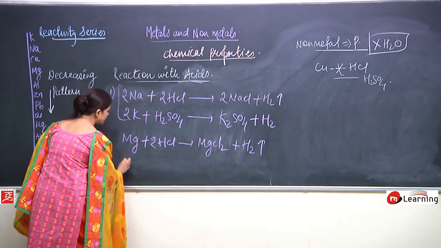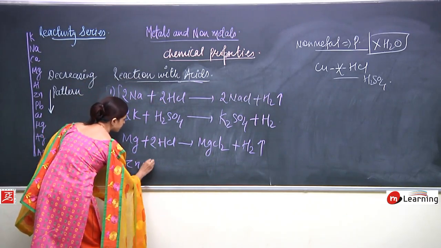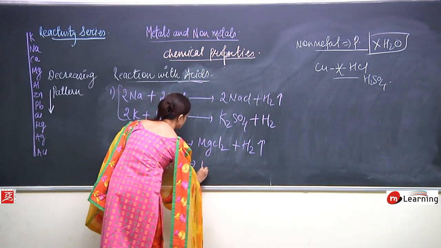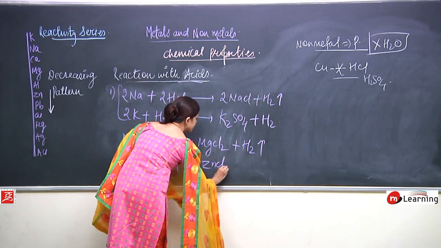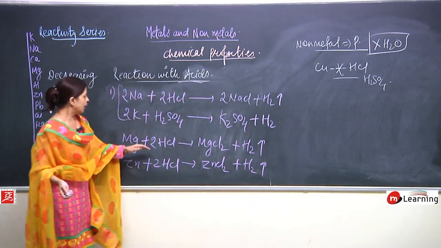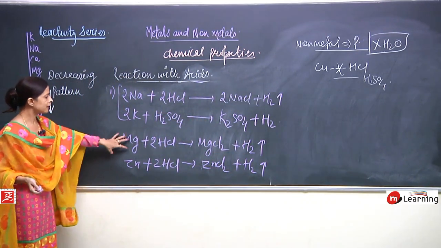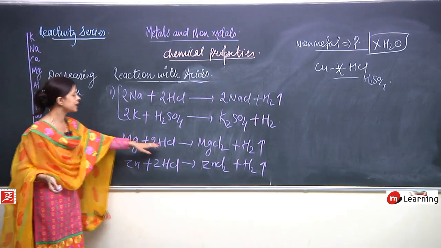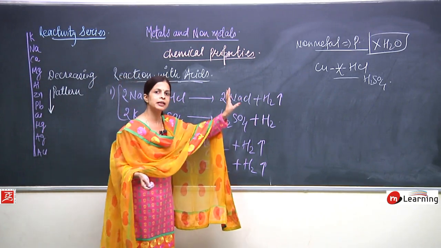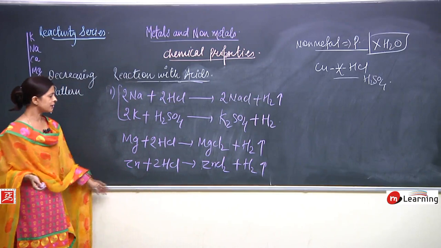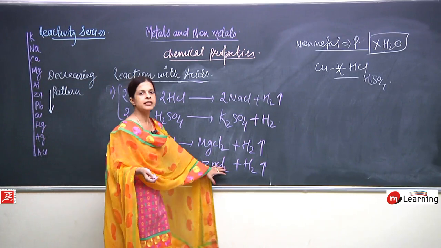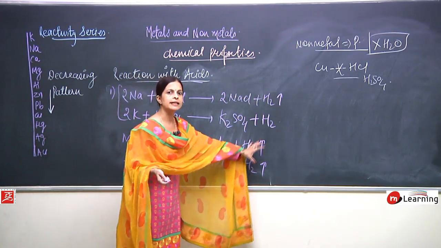Now let me take one more example, Zn plus 2HCl gives rise to ZnCl2 plus H2. In this reaction magnesium is reacting with hydrochloric acid, magnesium chloride is formed, hydrogen gas is being liberated. Here zinc is reacting with hydrochloric acid, zinc is making again a compound and hydrogen gas is liberated.